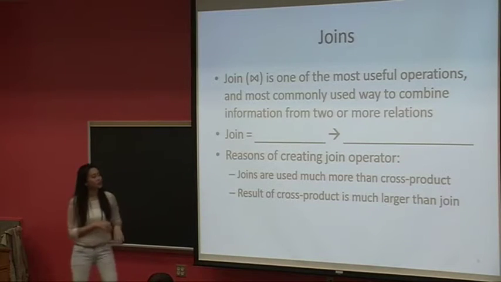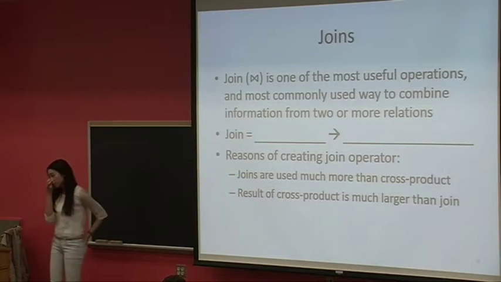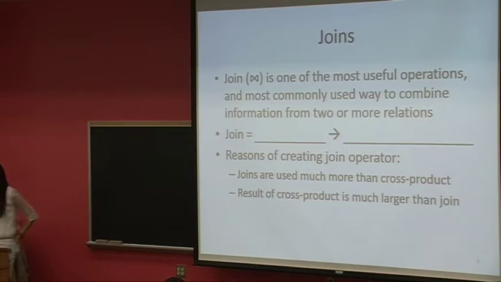So join is one of the most useful operations and most commonly used ways to combine information from two or more relations. If you can recall, last time we were doing the example, we want to somehow associate between sailors and reservations. So that's why we took the cross product, right? Took the cross product first, and then we actually need to do a selection to find where the SID match. So this thing, as you can imagine, is actually done pretty frequently. So if we always do cross product first, then selection, cross product, selection, it's kind of annoying. So you can just come up with join that does two steps together.